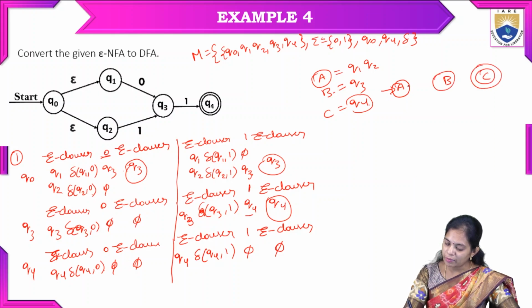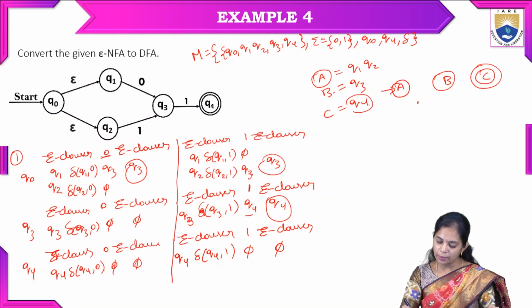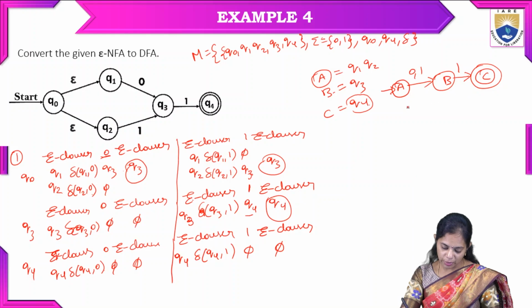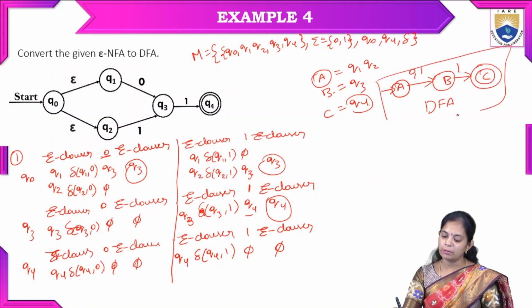So A, which has Q1, Q2, goes on 0 and 1 input symbols to the same state, and from A on input symbol we go to B, from B we have only 1 input symbol to C only, and for C we don't have any input symbol. So this is the DFA that we converted the given NFA to.